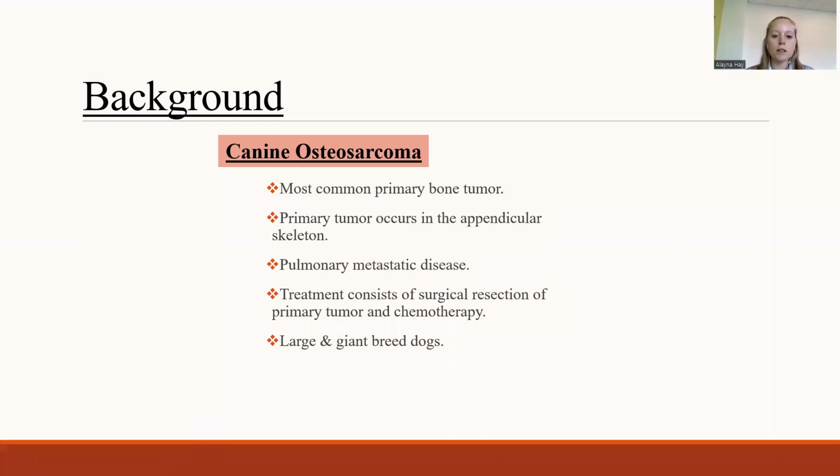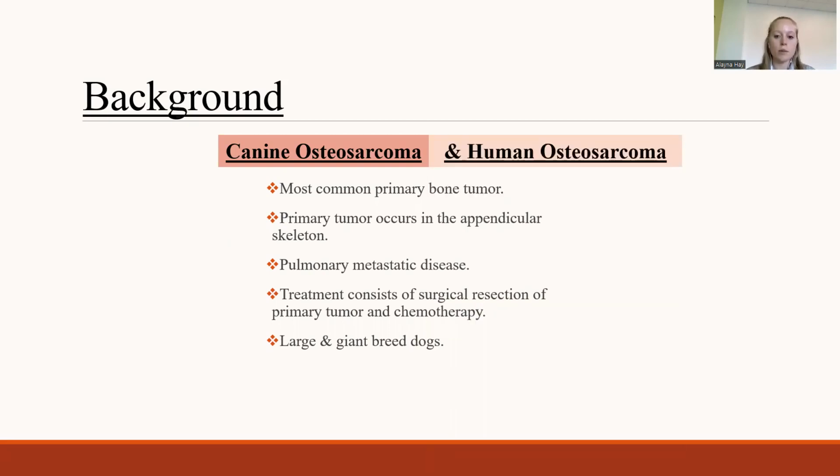Osteosarcoma is the most commonly occurring primary bone tumor in dogs. The primary tumor most commonly occurs in the appendicular skeleton of large and giant breed dogs. Standard of care treatment consists of surgical resection of the primary tumor via limb amputation or limb salvage surgery and chemotherapy. The most common cause of death related to osteosarcoma is pulmonary metastatic disease.